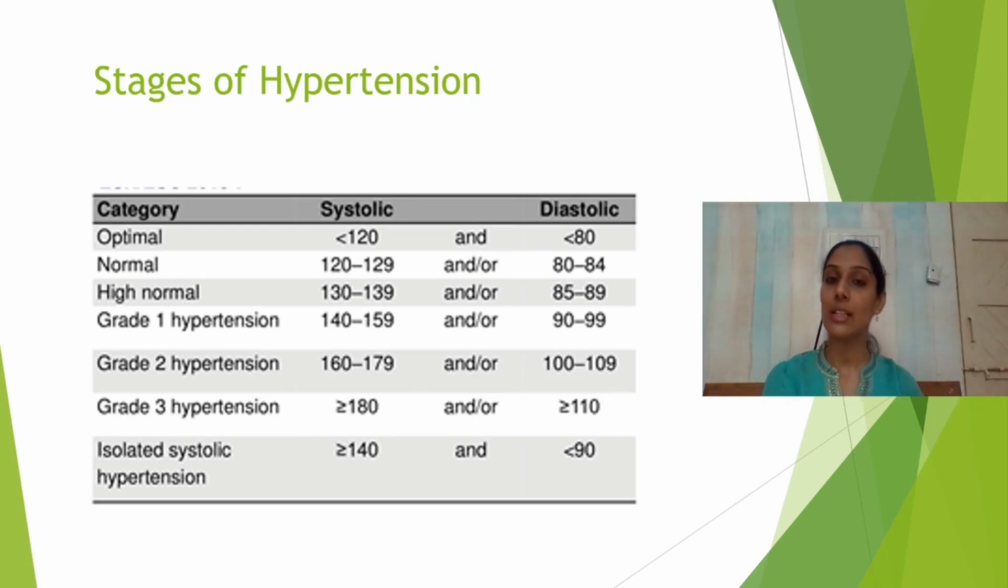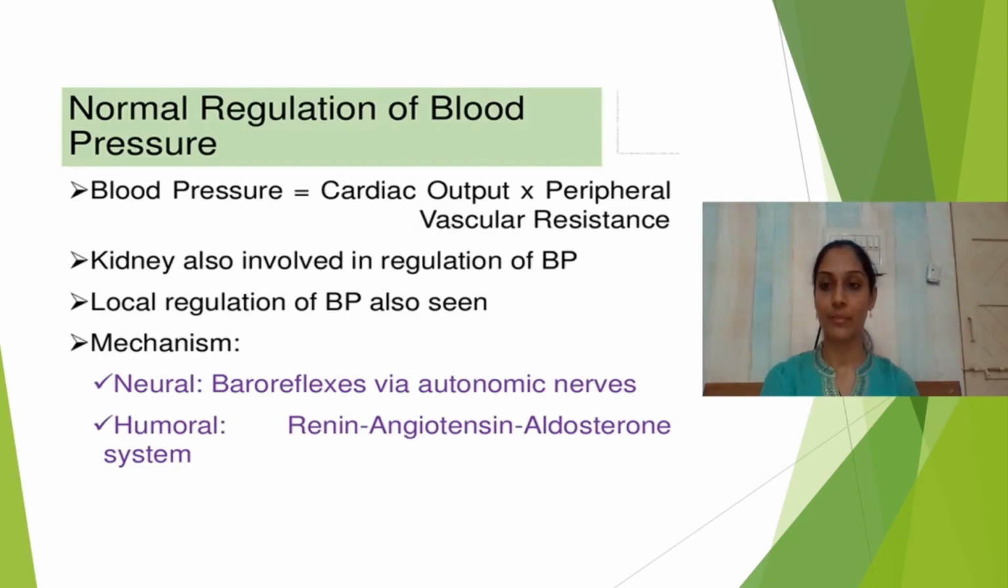In this condition, a medical emergency is declared because a patient may suffer from severe chest pain and sometimes heart failure also occurs. The next is isolated systolic hypertension, that is when systolic blood pressure is greater than 140 mm Hg and diastolic pressure is less than 90 mm Hg.